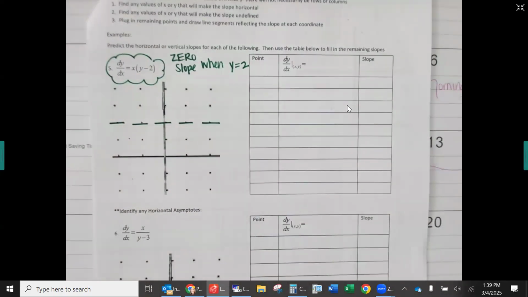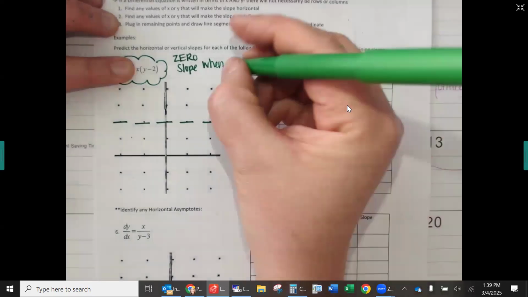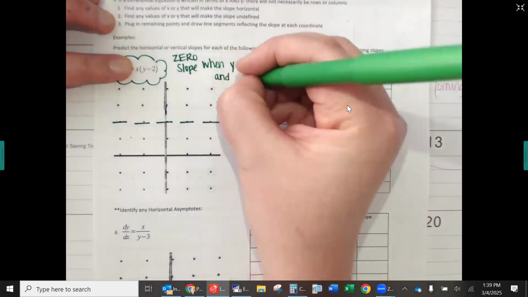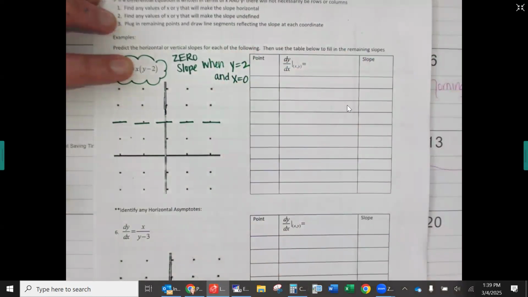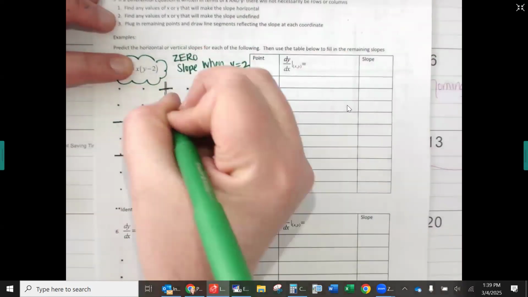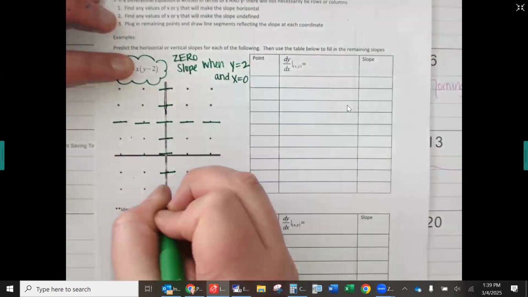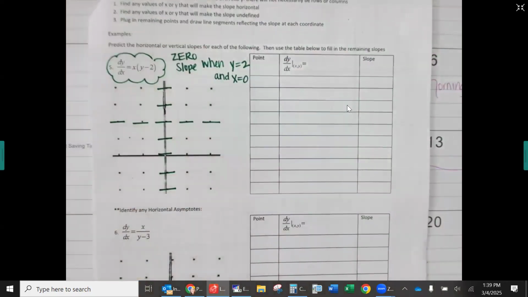Is there any number that x could be that would 0 out the whole equation? x could be 0. So I'm going to put x equals 0. And now x equals 0 would be a column. So I'm going to go flat, flat, flat, flat, flat, flat. So all those points are done.